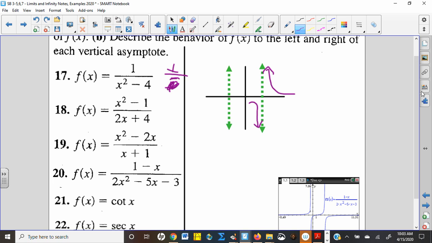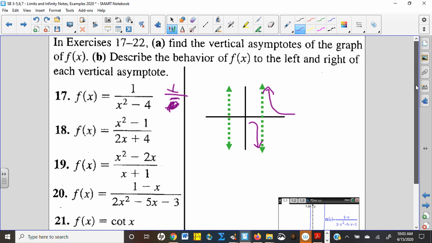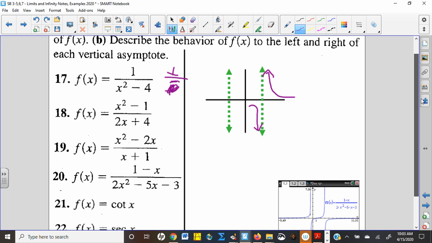So you could do a little bit of analysis without having to graph it for part B, but I think since the problem invites you to look for those directions, I would go ahead and use the calculator to confirm that you are seeing what you think you're seeing.